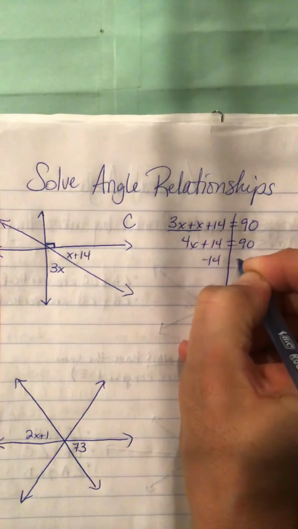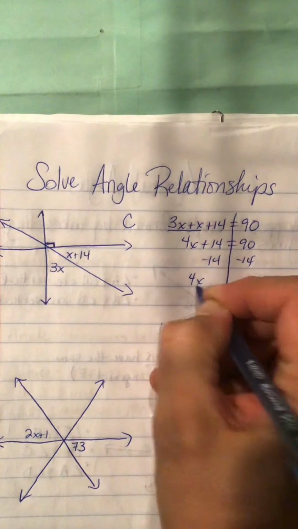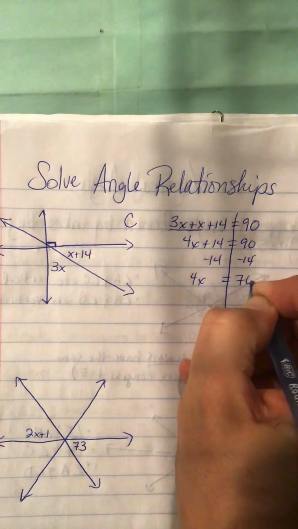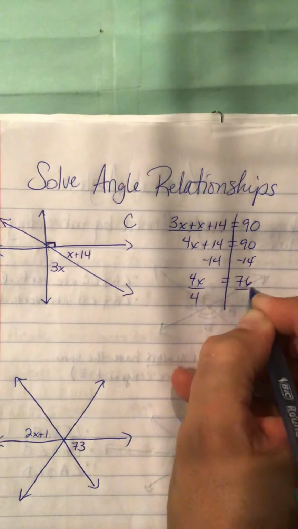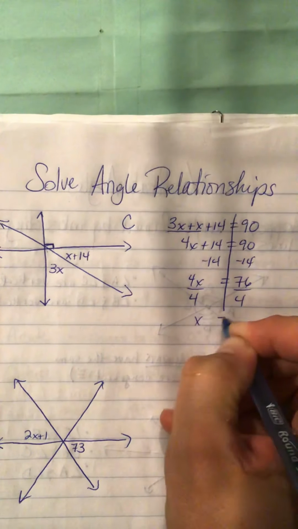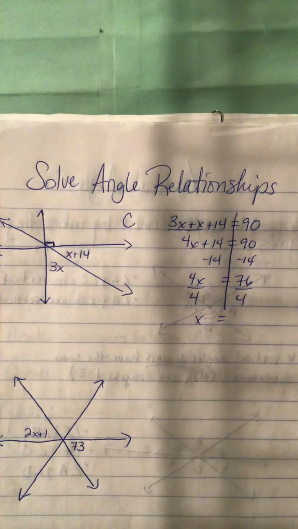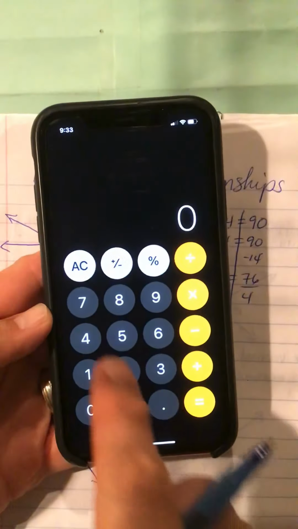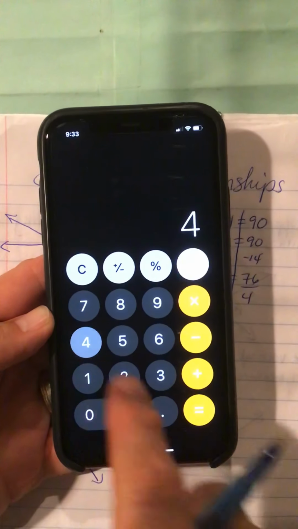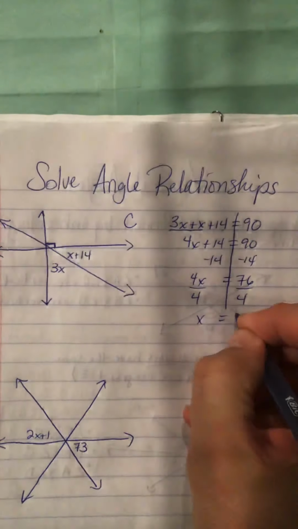We subtract 14 from both sides. We see that 4x is equal to 76. And when we divide both sides by 4, x is equal to, and I break out my calculator here real quick, 76 divided by 4 is 19.